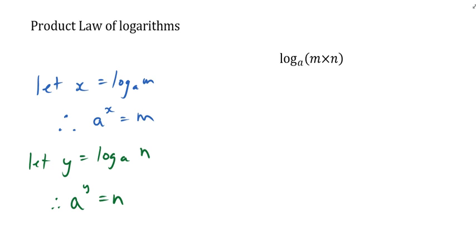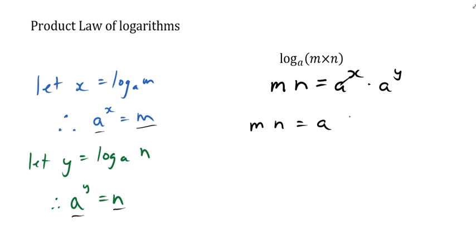Okay, so I'm going to come over here and I'm going to get m times n is just equal to, based on what I did over there on the left, a to the x times a to the y. That has nothing to do with the line above it. Maybe I should have moved it down a little bit more. That's just this times this is equal to that times that. So what can I do here? I can do m times n equals a to the x plus y, right?